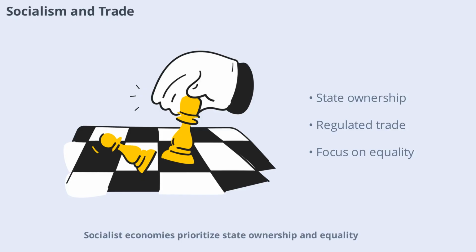Socialist economies prioritize state ownership and equality. The government controls major industries and often regulates trade to protect domestic interests. While socialist countries may trade internationally, their approach is usually more cautious and focused on meeting social needs rather than maximizing profit. Examples include Cuba and North Korea, where trade is limited and tightly controlled. Socialism's emphasis on fairness and stability can restrict global trade but also protect local industries from foreign competition.